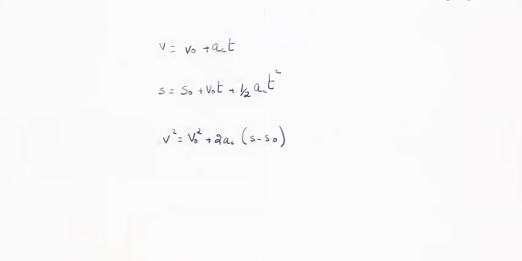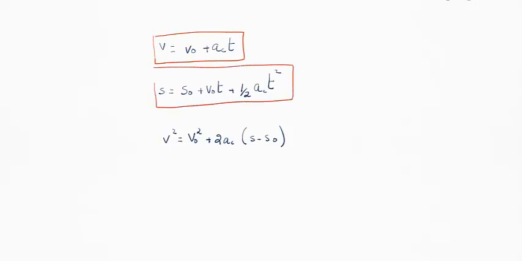Now moving on, the three main equations that will be used in this chapter for a constant velocity or constant acceleration are these three equations over here. v equals v naught plus a_c t; s equals s naught plus v naught t plus 1/2 a_c t squared; v squared equals v naught squared plus 2 a_c (s minus s naught). Those three equations are actually derived from the previous ones.